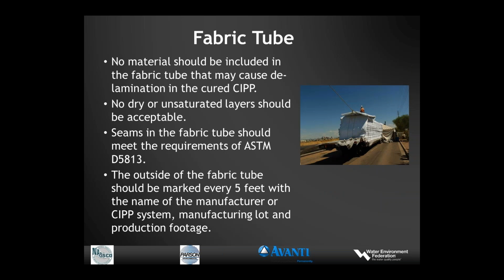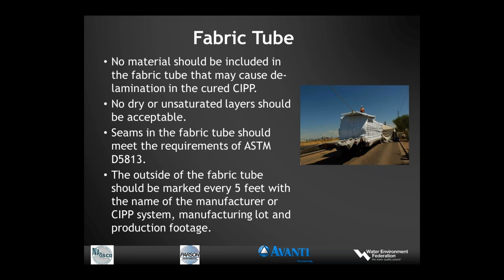The fabric tube should include no intermediate layers that may cause delamination. These are typically thermoplastic coated layers that don't bond well, and we don't want delamination. There should be no dry or unsaturated layers after wet out. If so, that's a quality problem.